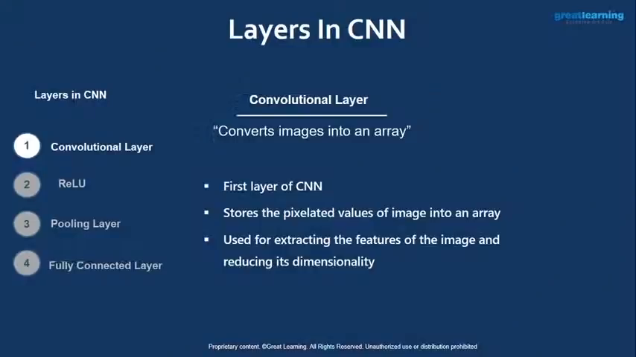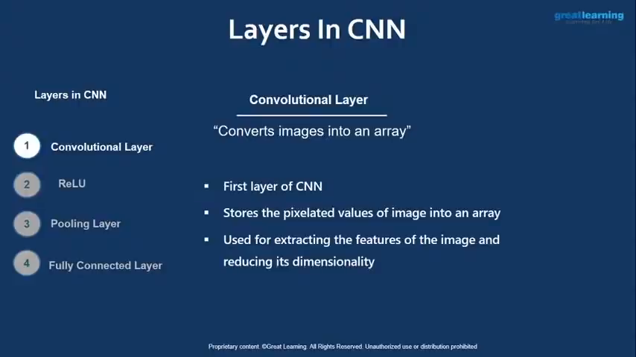So first layer is convolutional layer. So what does convolutional layer do? I told you that an image is already converted to an array. By that array, a computer can see those images, right? So convolutional layer, the first layer of CNN, helps us to convert those images into an array and stores the pixelated values of the image into an array, right? So this is the first layer that actually helps us to do the image processing, okay? And this layer is used for extracting the features of the image and reducing the dimensionality.